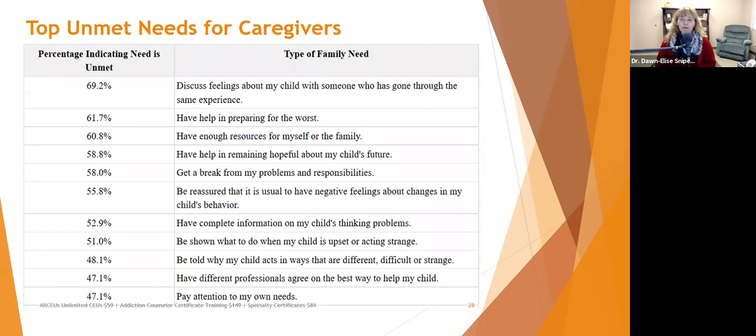About half of them want to be told why their child acts in ways that are different, difficult, or strange. About half want to have different professionals agree on the best way to help the child, and that's difficult in any multidisciplinary team. So it's important for the team to have team meetings and all be on the same page. And caregivers often need help paying attention to their own needs, because there's a lot of attention focused on the child, but the caregiver also needs help and assistance and support.